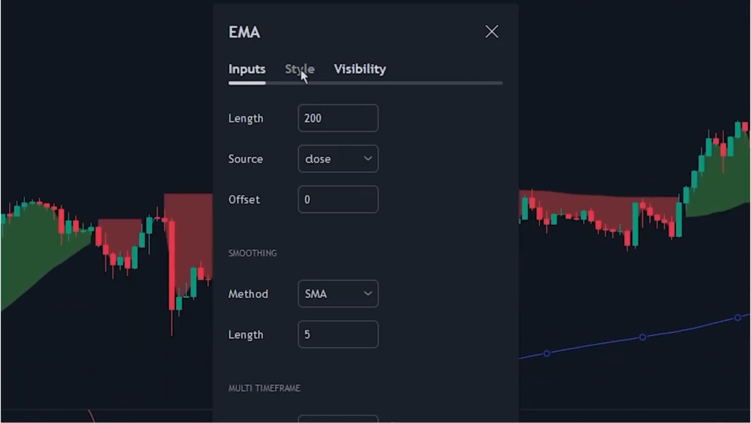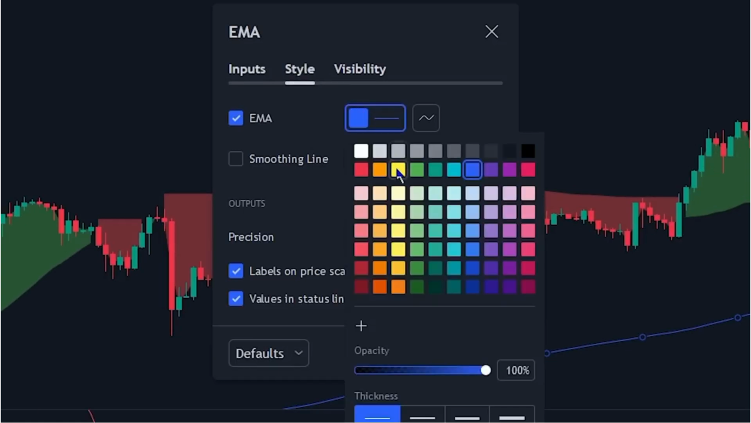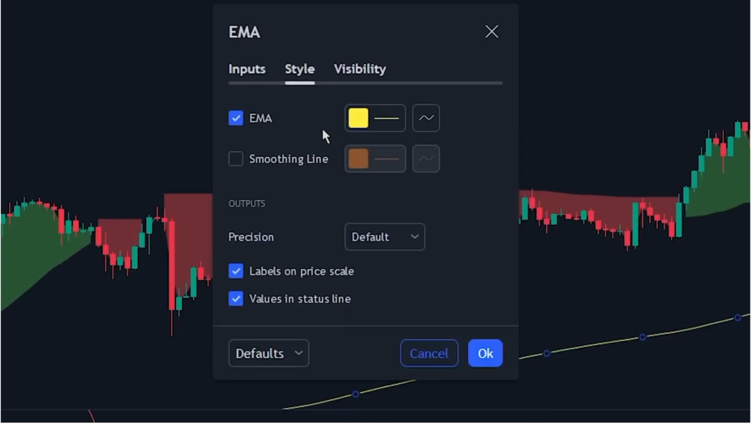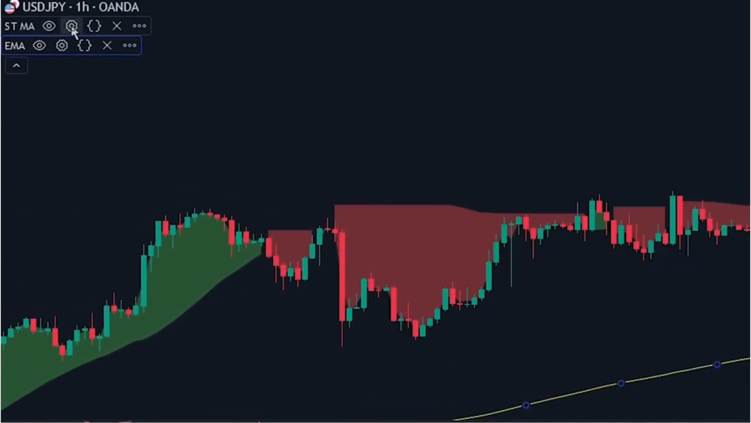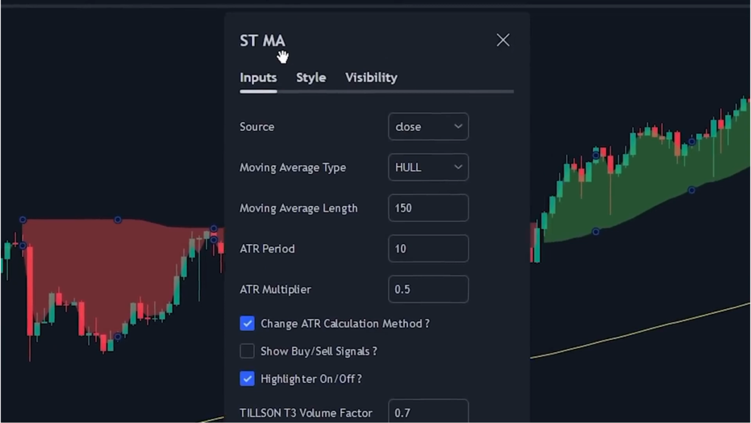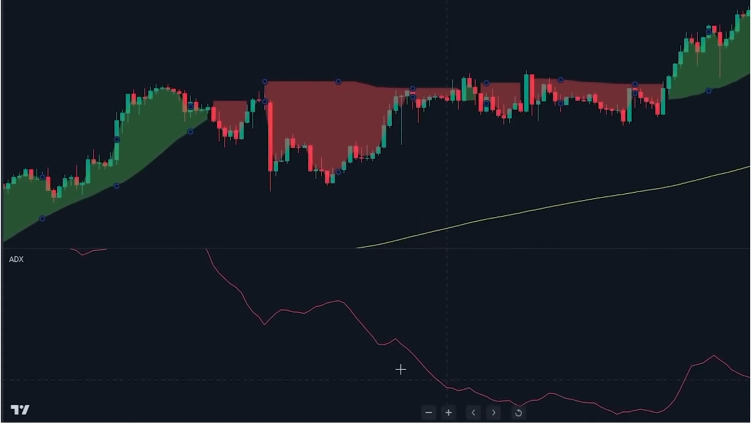Additionally, for enhanced visibility of the EMA line, navigate to the Style tab and modify the color of the EMA line to yellow, making it easier to distinguish on the chart. If we head over to the Supertrend Moving Average Indicator settings, you can see that we are still using the settings we previously input.